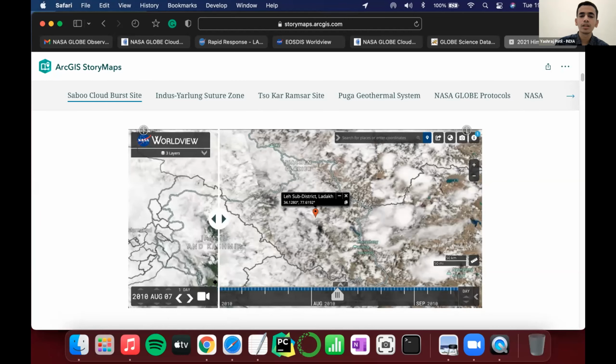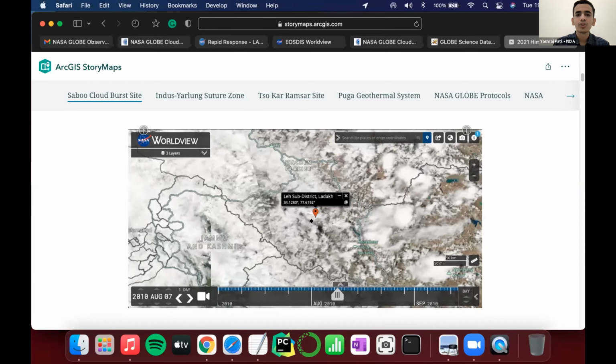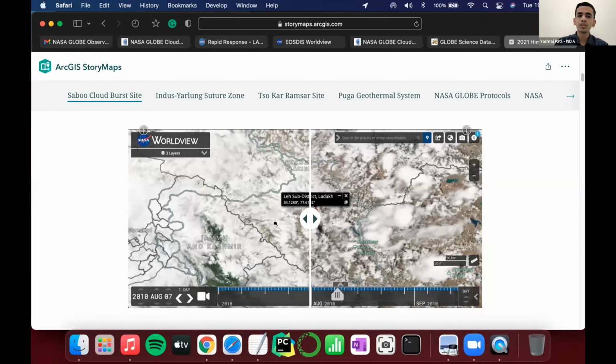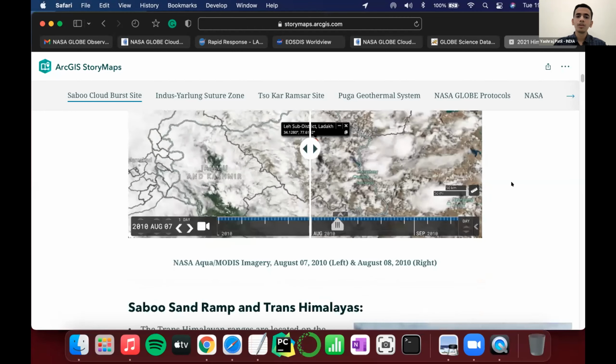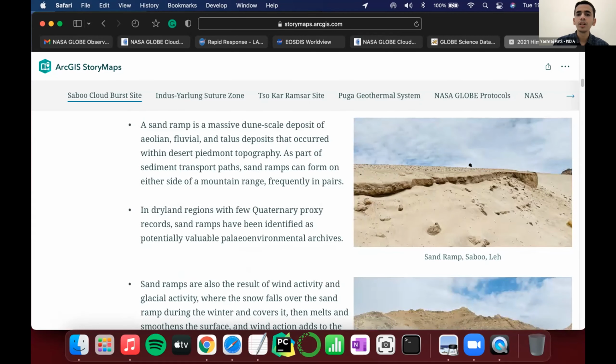So this literally gives us some idea that we couldn't actually predict the cloudburst. But as you can see, the monsoon clouds are covering this whole Ladakh territory. This is a concern, because being a rain shadow region, it never receives rainfall. And this is the sand ramp, which is the result of glacial and wind activity in this cold desert region.